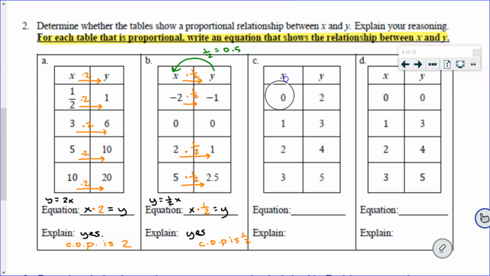Since the x has a 0 in it, if this is proportional, what should this be? 0. Is it? Do I even need to go any further? No.